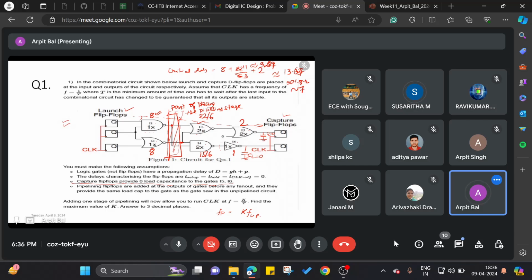Okay, sir. So let us assume that if it would have been 16, then obviously the original critical path also might have changed. No, it would have remained the same. But while placing the pipeline, the FP would have been 1 by 16. So clear. Okay.